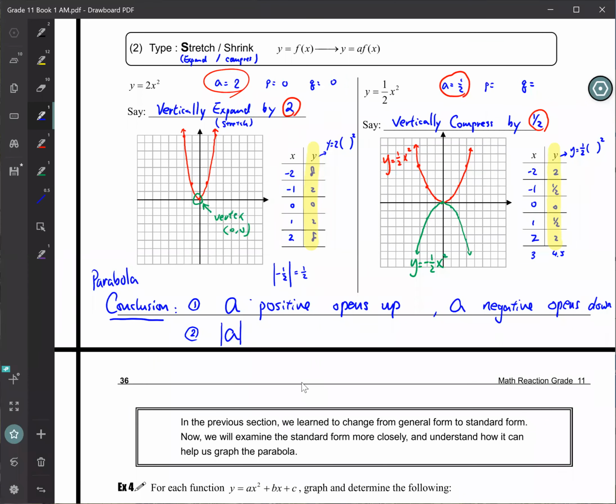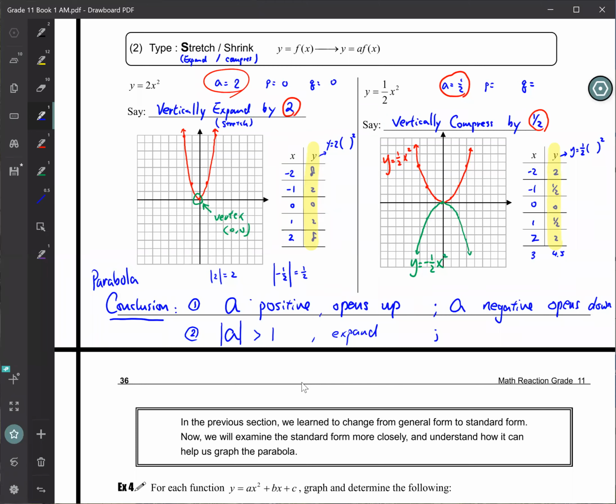So absolute value of A, right? Once you make it positive, if that number is greater than 1, for example, the absolute value of 2 is 2, right? After you ignore the negative sign, if that number is greater than 1, the parabola will expand. So if A is 5, then it will expand, right? If A is 3/2, it still expands, right? Because it's bigger than 1.